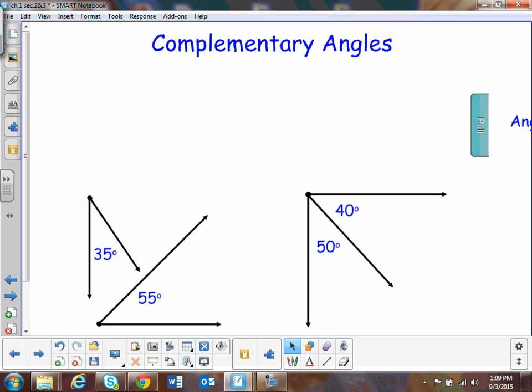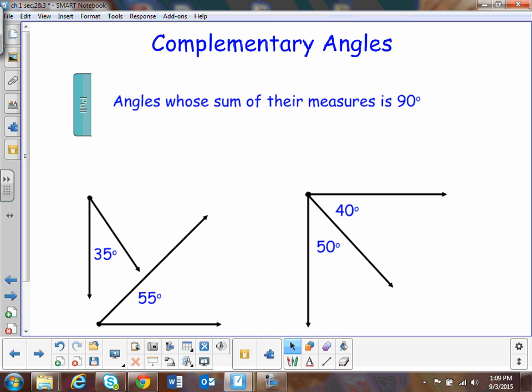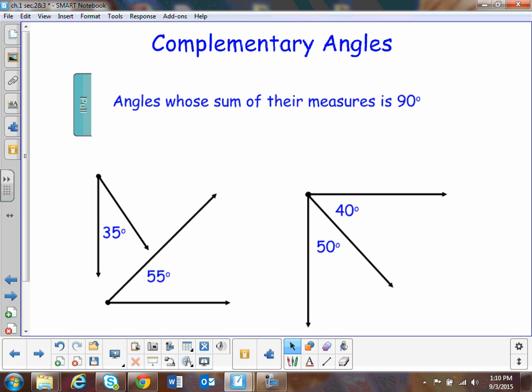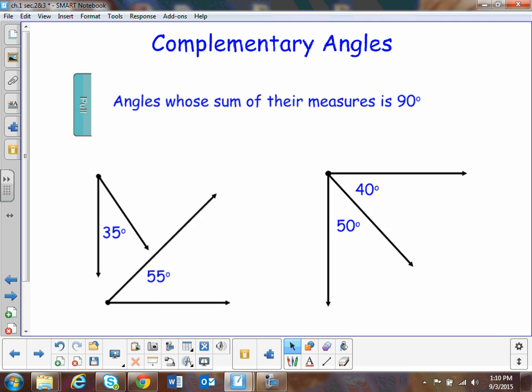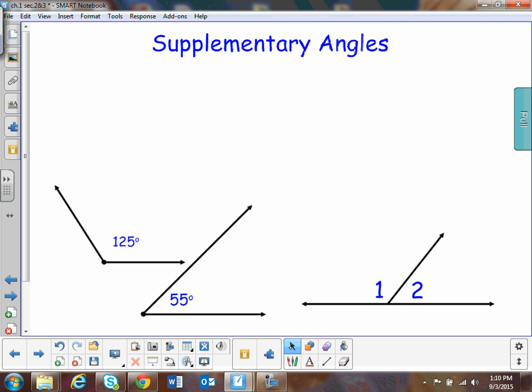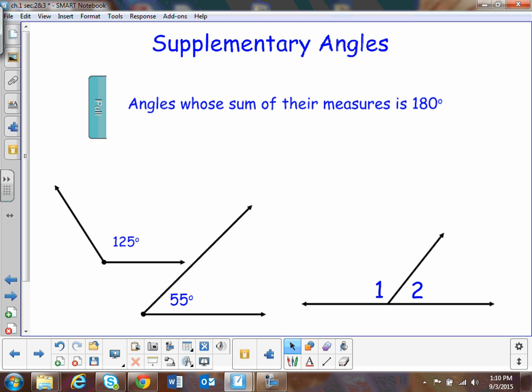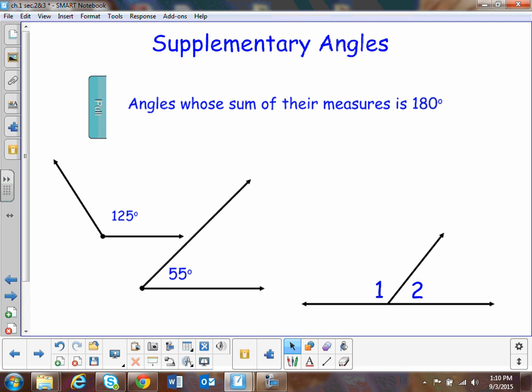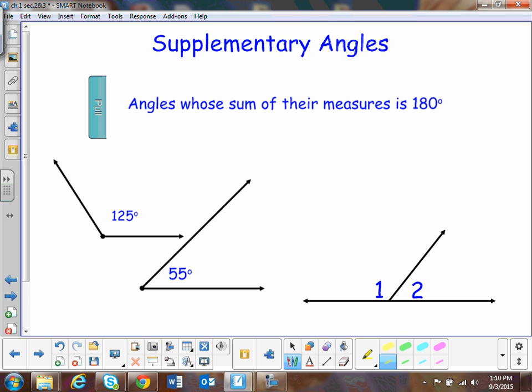Complementary angles. Complementary angles are angles whose sum of their measures is 90 degrees. So here's an example over here, 35 and 55, and then here's one here, 40 and 50. Supplementary angles. Angles whose sum of measures is 180. Protractor and measure from there to there on a flat line, it's always going to be 180.